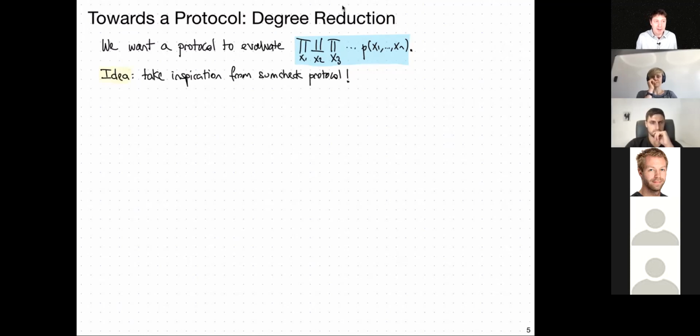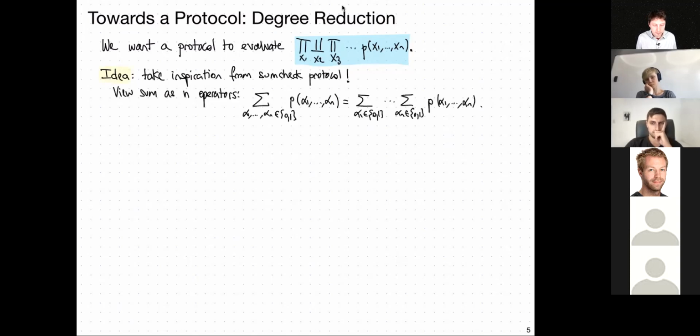And you say, well, we don't have much to use here. We've seen 2 interactive proofs total so far. One was for GNI, which doesn't sound very useful. And the other one is the sum check protocol. So we're going to try to take inspiration from the sum check protocol.